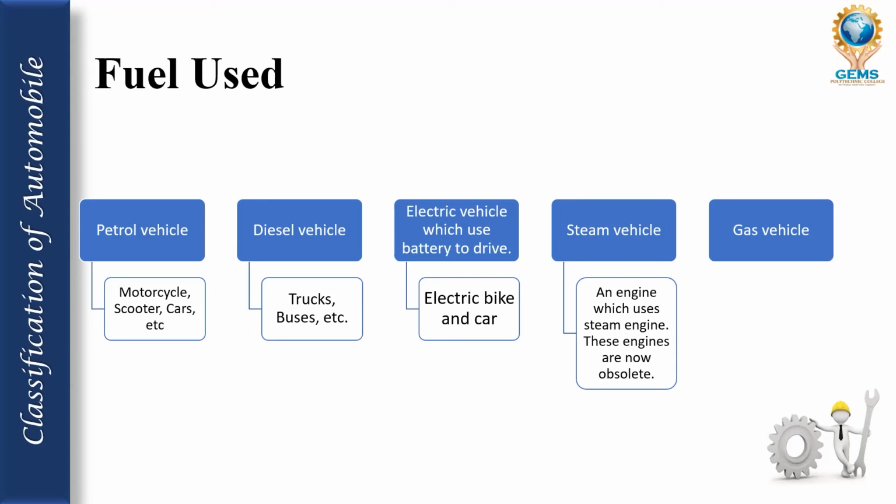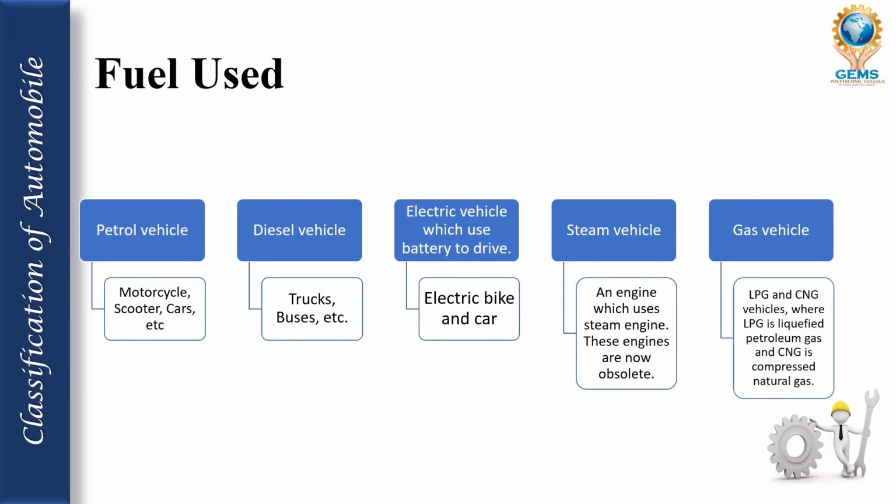Fourth one, an engine which uses steam. These engines are now obsolete. The best example is the steam rail engine, which was used many years back. That engine is called a steam engine or steam vehicle.